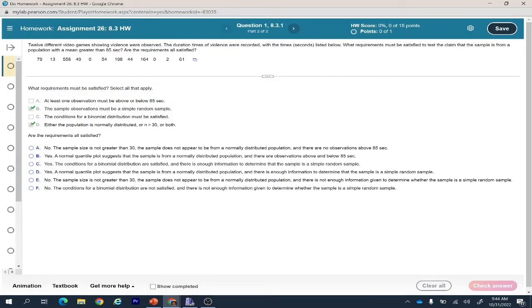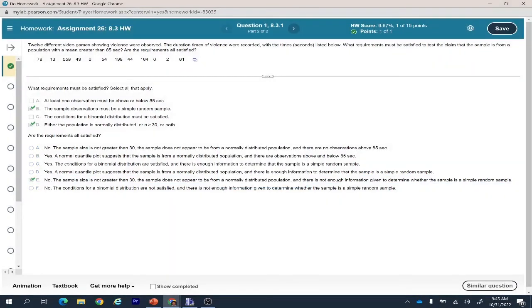But in this problem, those conditions are not met. We don't know whether it's from a normally distributed population, and the sample size is not greater than 30. So we have to choose one of the no answers. No, the sample size is not greater than 30. The sample does not appear to be from a normally distributed population, and there are no observations above 85 seconds. There are some, so this is not the right one. No, the sample size is not greater than 30. The sample does not appear to be from a normally distributed population, and there is not enough information given to determine whether the sample is a simple random sample. It looks right, but let's read the last one. The condition for binomial distribution is not needed, so this is the right one.